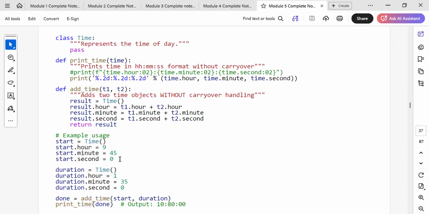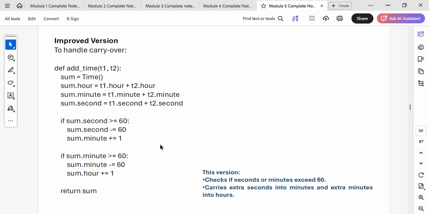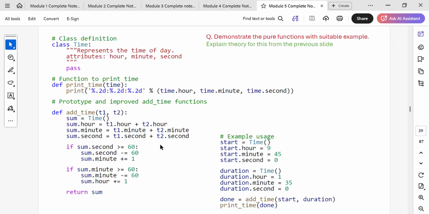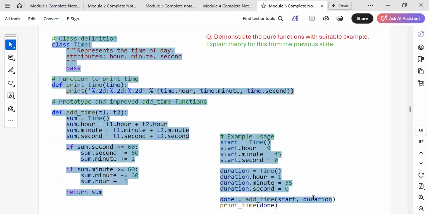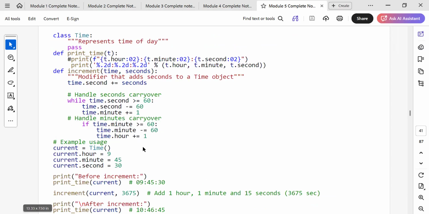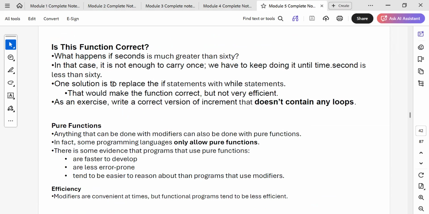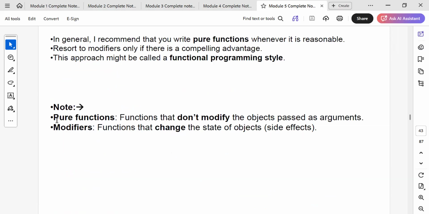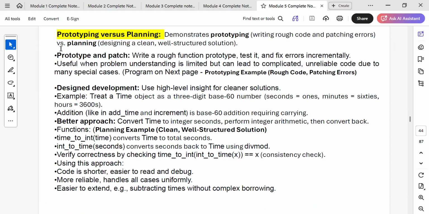This is the program to satisfy the pure function. Wherever the theory topic is there, along with it the examples you must write, along with expected output. For example, demonstrate the pure function with a suitable example. So write the definition and all, after that write this program. What is the modifier? This program you have to write under this. Please go through the previous year papers also. You will come to know what kind of question they have framed based on these topics.